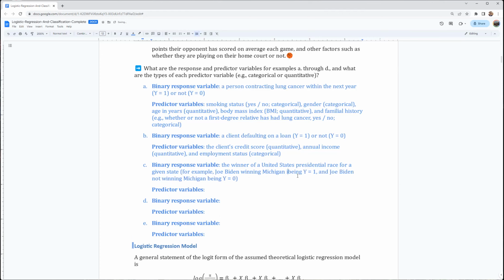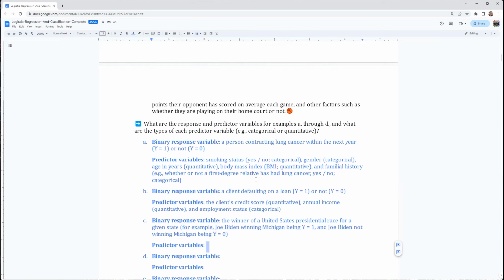Or it could be a different year, being y equals one and Joe Biden not winning Michigan. Okay, there's several candidates who run, right? Like we had Joe Biden, Donald Trump. There may have been a third party candidate. I can't remember if there was a third party candidate or not. But there's other possible outcomes besides just two sometimes. But in this case, you need to define what you're modeling exactly in terms of a binary outcome. So here we just say it's Joe Biden winning or not.